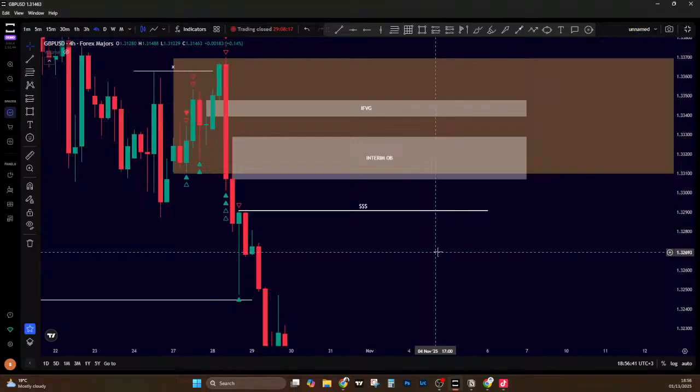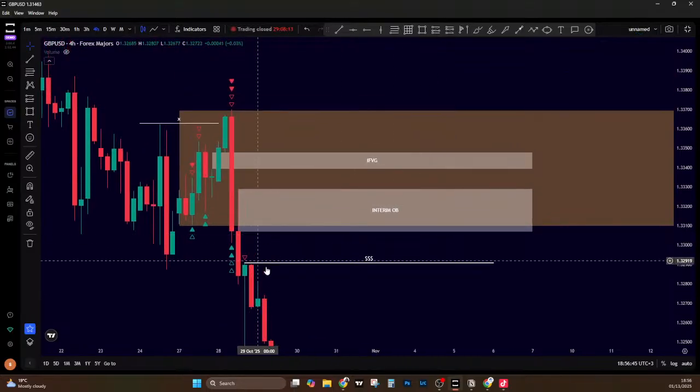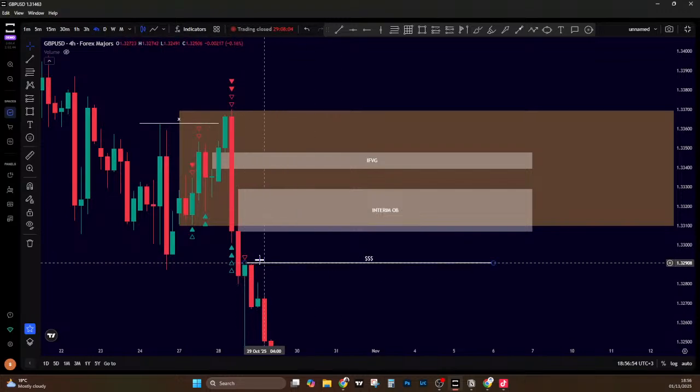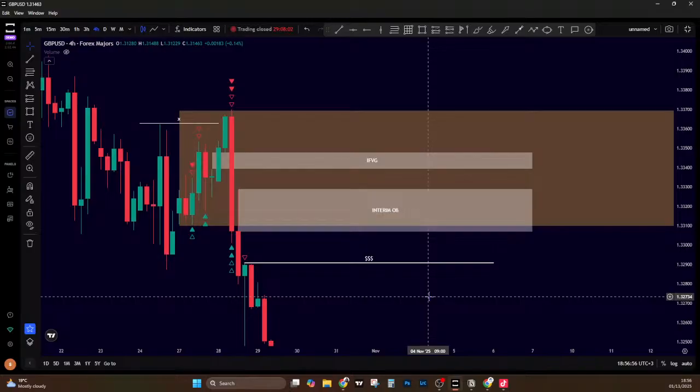And you should not look for a POI below the liquidity. Okay? This is the 4-hour time frame. You should not look for a POI below this. This is the last liquidity we are seeing. So I can see money in several places here.